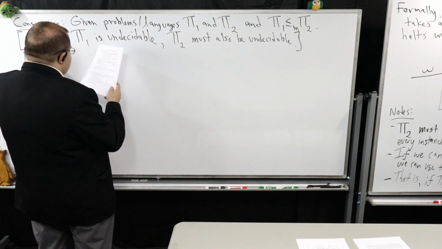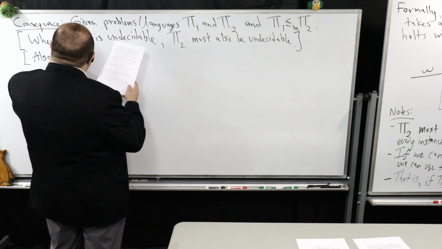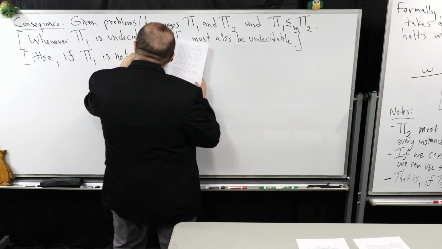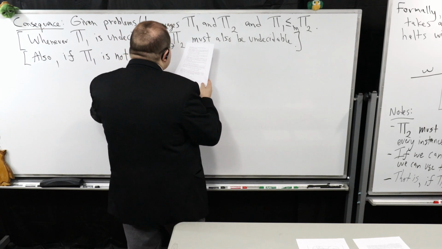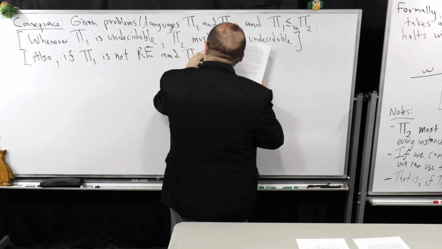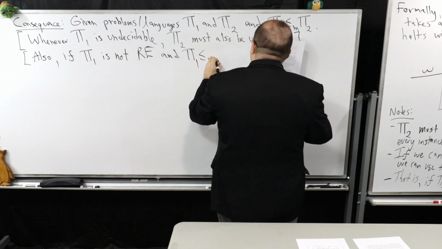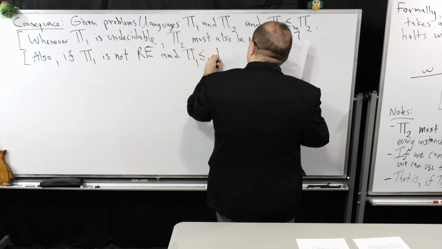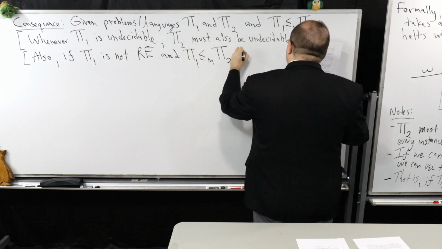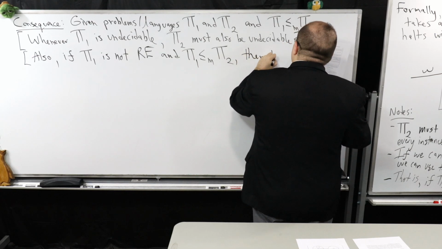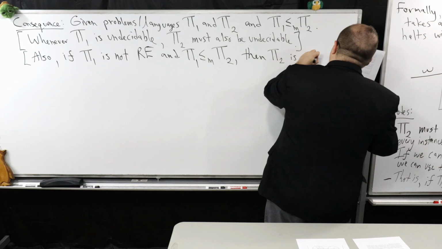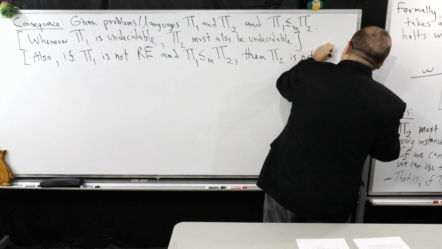Also, if pi 1 is not recursively enumerable, and there's a reduction from pi 1 to pi 2, or pi 1 reduces to pi 2, then pi 2 is not recursively enumerable.